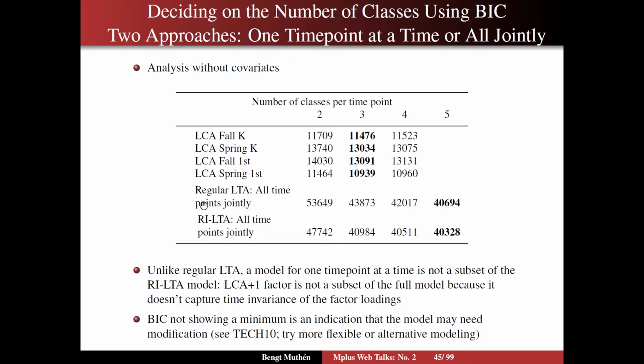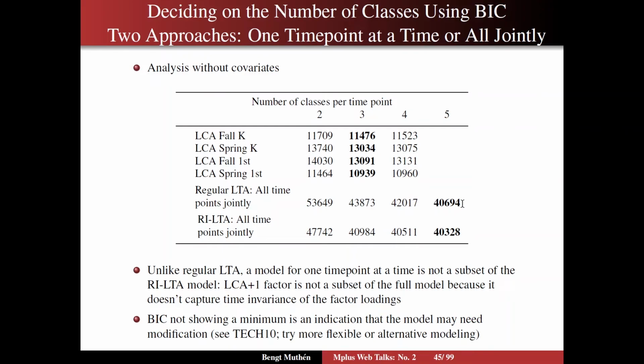Now you can also analyze all time points jointly and vary the number of classes. And you see then that BIC keeps going down, and it does not show a minimum like it did here, where it dipped down and then went back up. In every case, it dipped down and went back up. That's what you want to see to be safely guided by BIC. Here, that doesn't happen. And that could be an indication that you are not hitting on the exactly correct model.